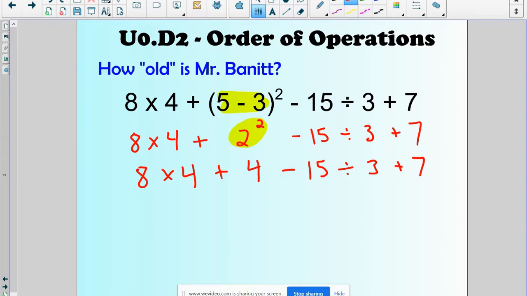Now it's important that we don't just go left to right. We don't do 8 times 4, and then that answer plus 4, and that answer minus 15, and so on, because it doesn't work that way. That's not how you get the correct answer.